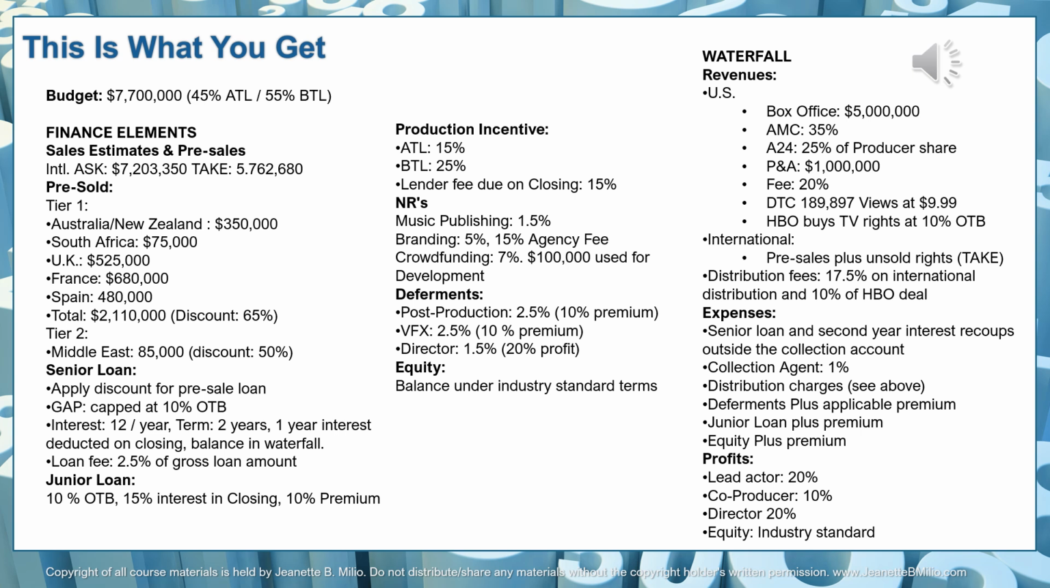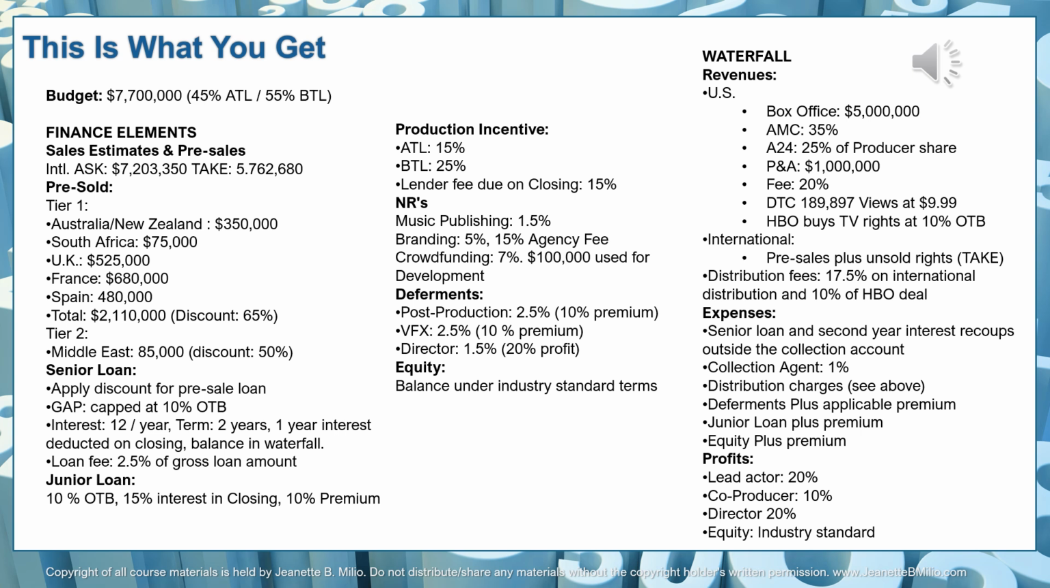Let's look at our revenues. We have $5 million in box office. AMC charges 35% of that. So 35% of the box office ticket sales will go to the exhibitor, to the theater owner. That's AMC. The balance is the producer share. And on that, A24 charges a 25% distribution fee in this Rent a Studio deal.